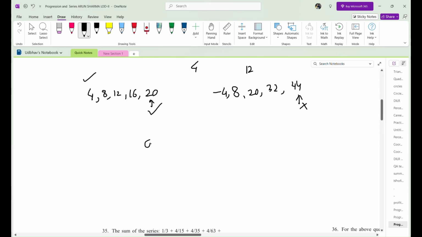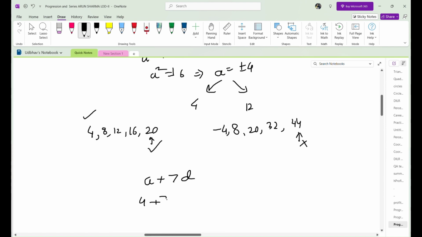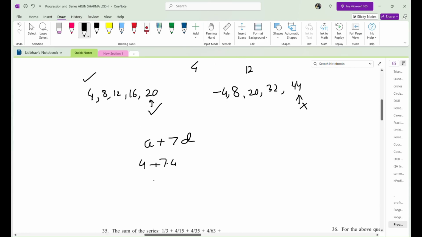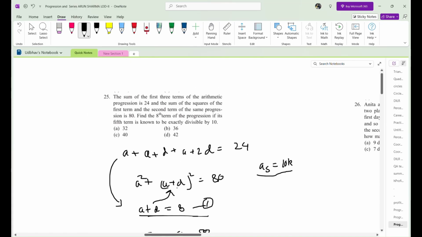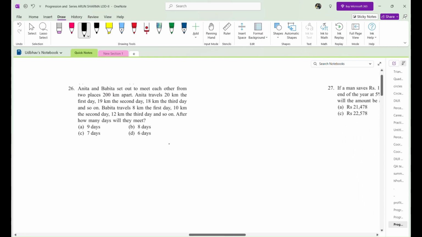Now we can find the eighth term using this. The eighth term will be a plus 7d. a equals 4, d is also 4, right? Yes, d is also 4, so 4 plus 28 is 32. The answer is 32. Moving on to the next question.